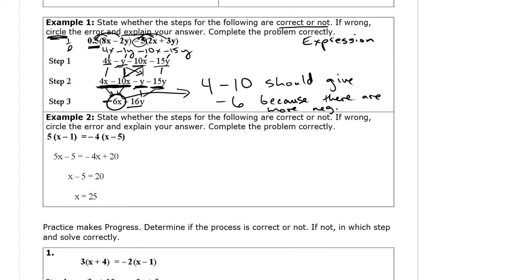Example number 2, state whether the steps are correct or not. So same instructions as last time. If wrong, circle the error and explain your answer. We're looking here. First of all, I notice there is an equal sign here. I wonder if you remember what that means. It's called an equation. Equals, equation. So this means we will end up solving for an x.